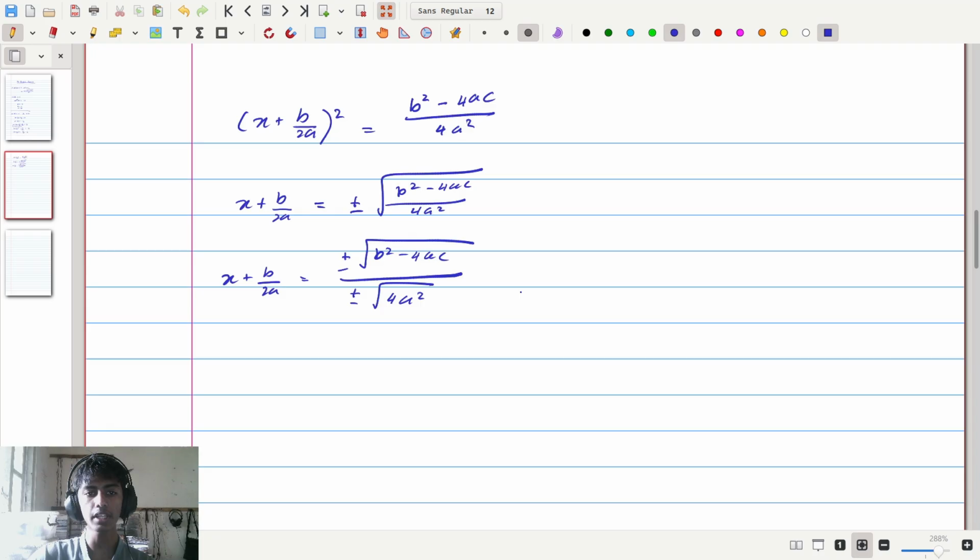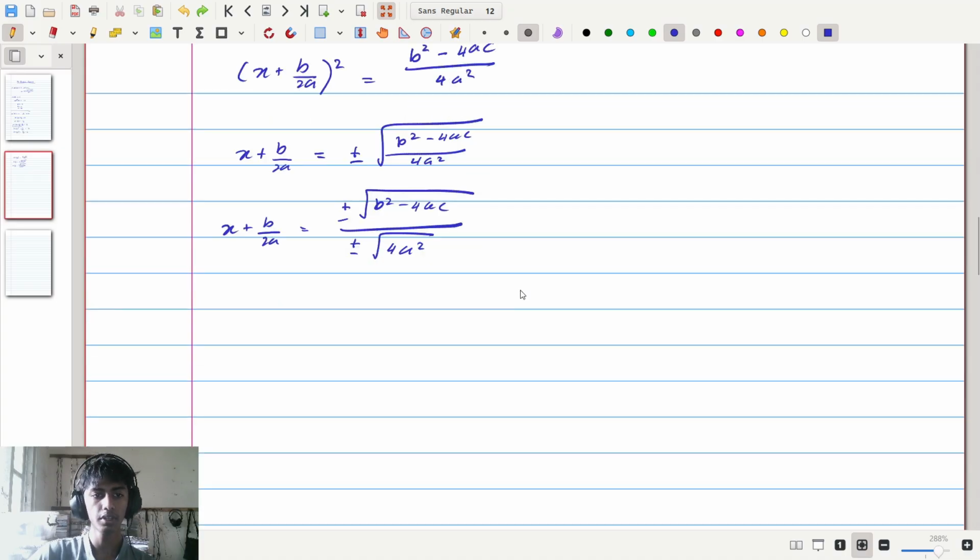But this whole thing could only be either plus or minus. So we don't really need two plus or minuses, we just need one. So let's try and figure out how we can get rid of one of the plus or minuses here. So we have b divided by 2a is equal to plus or minus the square root of b squared minus 4ac, divided by the square root of a square, which is equal to the absolute value of the number.